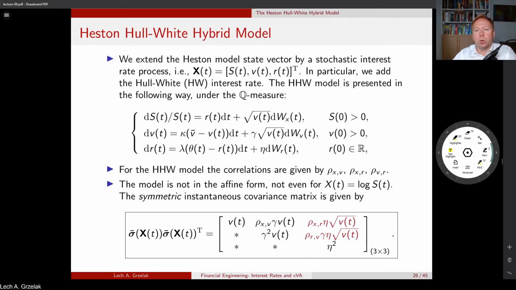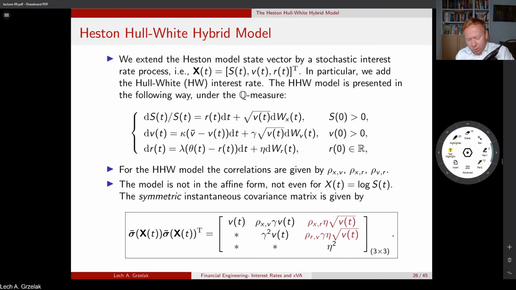Since the Heston-Hull-White model is a very limited model in terms of flexibility to calibrate and generate different implied volatility smiles and skews, let's take a model which actually has those flexible features and see whether we can extend this model with stochastic interest rates. Namely, we take the Heston model and extend it with a Hull-White short rate model for interest rates.